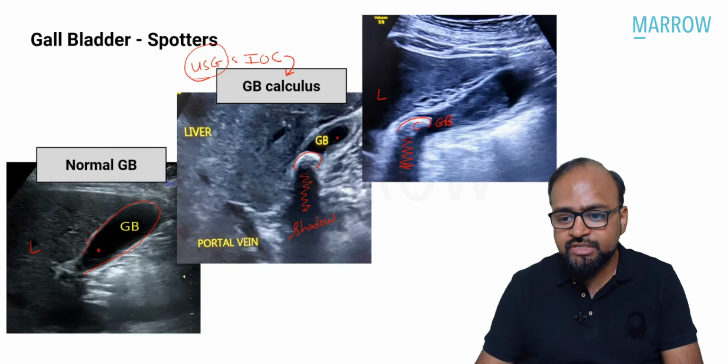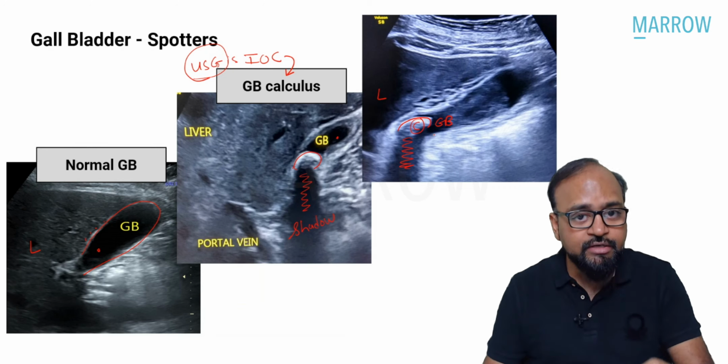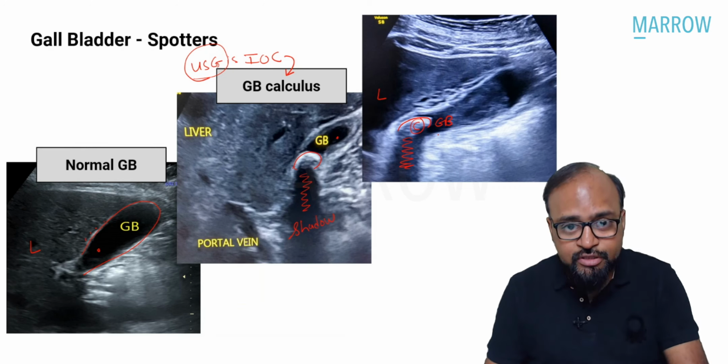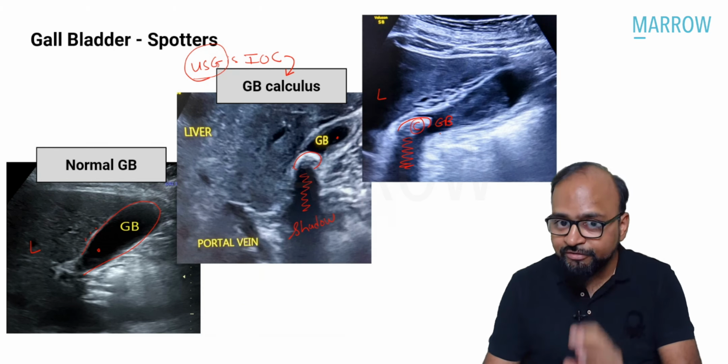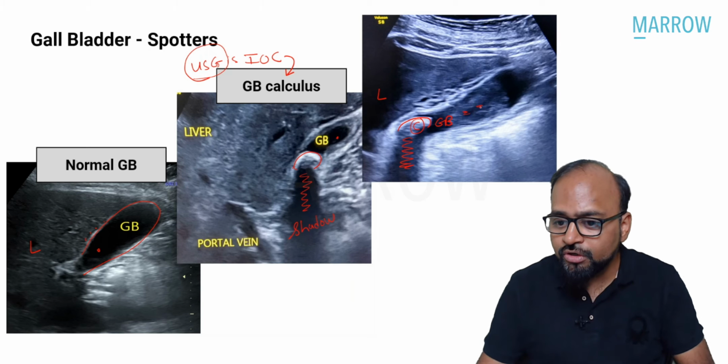So what is this? This is a calculus, but the calculus is impacted at the neck of the gallbladder. There is stasis of bile within the gallbladder. This bile gets infected. Because it is infected, it becomes turbid. So can you see all this thick sludge within the gallbladder?